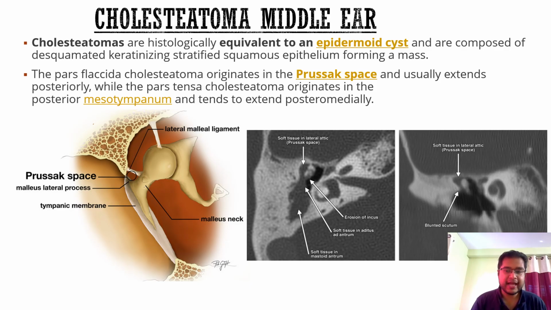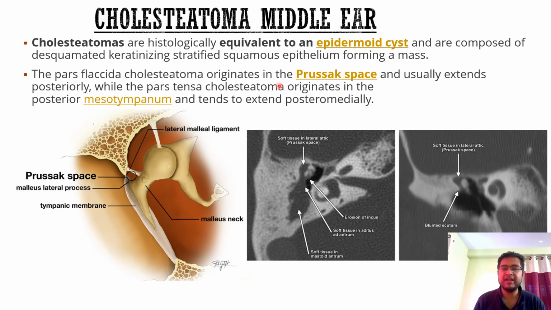So coming to what exactly is a cholesteatoma. Cholesteatomas are histologically equivalent to epidermoid cysts. This is a very important statement. Why? Because all the imaging features of a cholesteatoma are just like an epidermoid cyst. It is composed of desquamated keratinized stratified squamous epithelium which forms a mass. The most common type of cholesteatoma is pars flaccida cholesteatoma, which originates in Prussak space.